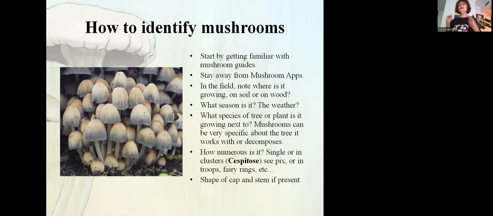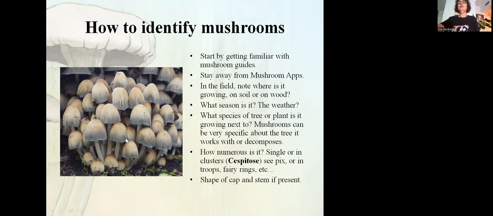Start by getting familiar with mushroom guides, go on forays, and stay away from mushroom apps. If you're going out to find something to eat, don't ever use a mushroom app because AI is always wrong. So it might identify something that's extremely poisonous and say it's edible. So I use mushroom apps just for reading while I'm waiting for the dentist or something because it has a lot of good information, but I wouldn't use them to identify.